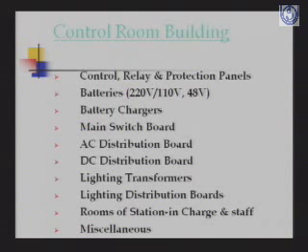We have the control, relay and protection panels in a control room building, the batteries, the battery chargers, the main switchboard, the AC distribution board, the DC distribution board, the lighting transformers, lighting distribution boards, rooms for station in charge and staff, and other miscellaneous equipment. What is the role of batteries here? Battery is to provide the input for the indications for the system, the control system.